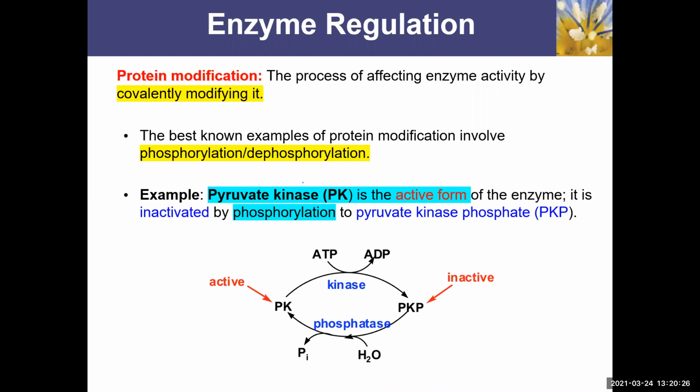Okay, so here they have given an example of pyruvate kinase. Pyruvate kinase is an active form of an enzyme. It is inactivated when it's phosphorylated. What does that mean? That means if I add a phosphate group to the pyruvate kinase, it becomes inactive. So the idea to understand here is that phosphorylation can either activate a particular enzyme, or it can deactivate a particular enzyme. That is all you need to know here.